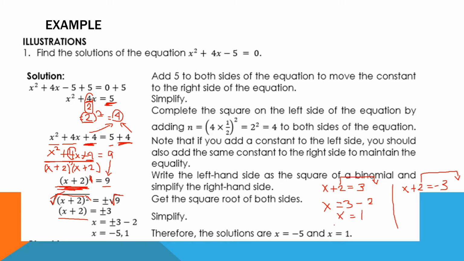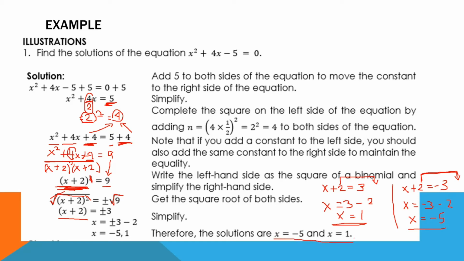So, eto na yung isa nating solution or the root. So, how about the other one? So, x is equal to negative 3. Then, pag tinranspose natin yung positive 2, magiging negative 2. So, x is equal to negative 3 minus 2. So what we are going to do is to simplify. So negative 3 minus 2, pag pareha ng sign, copy the sign. So it is negative, then add the number. So 3 plus 2 is equal to 5. So the answer is negative 5. So therefore, the solution is negative 5 and positive 1.